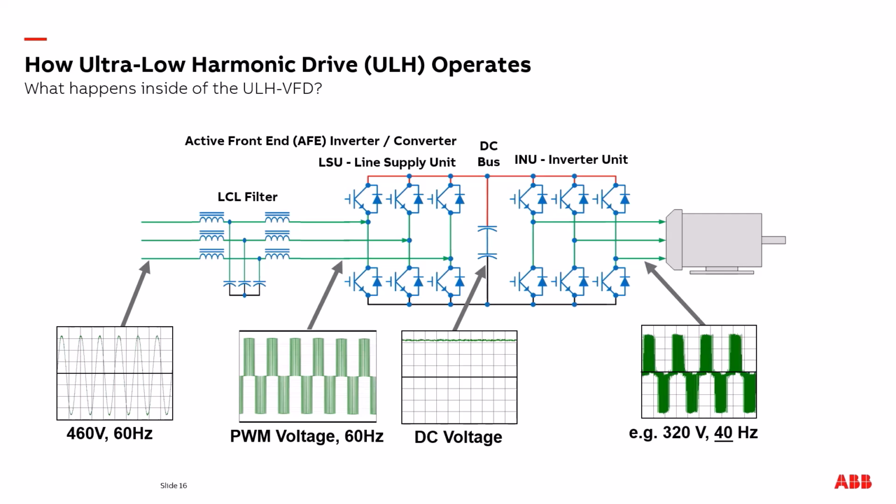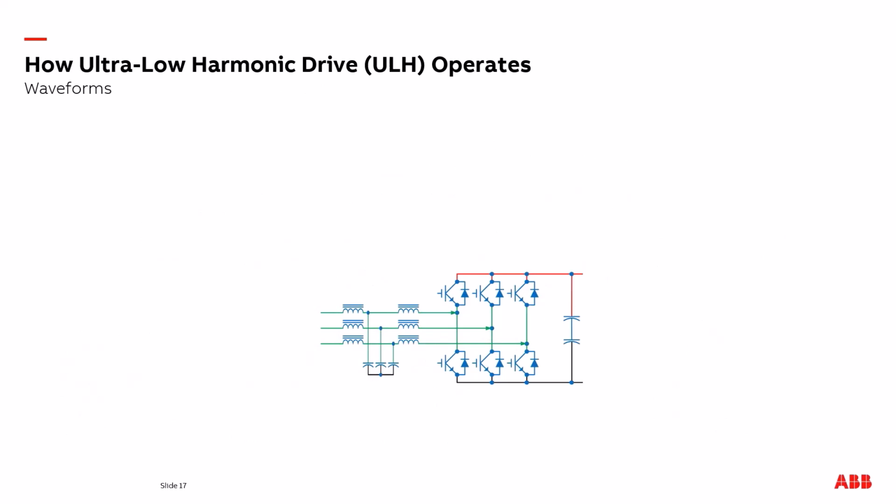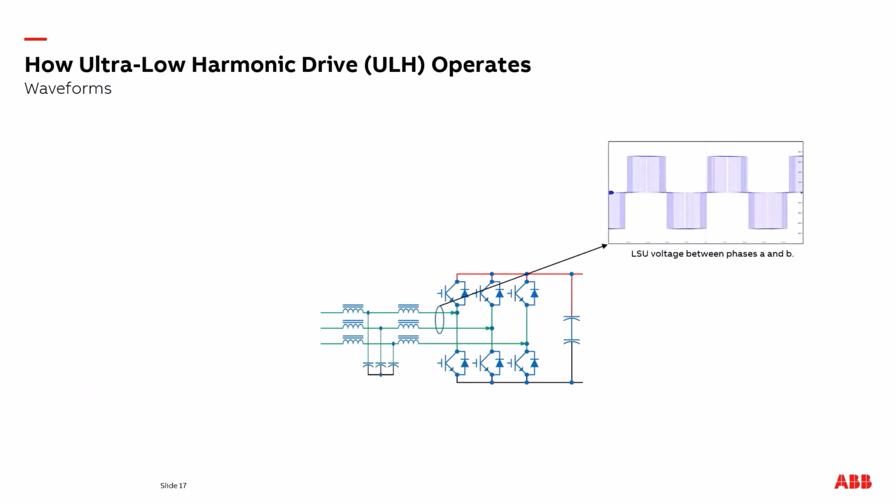So let's break down the front end of the drive. Look at some waveforms on the front end of the drive. Looking at the line supply unit, the voltage between phase A and B, we see our pulse width modulated voltage being created by the input of the drive. In the filter, we now see a voltage which looks like a sine wave.